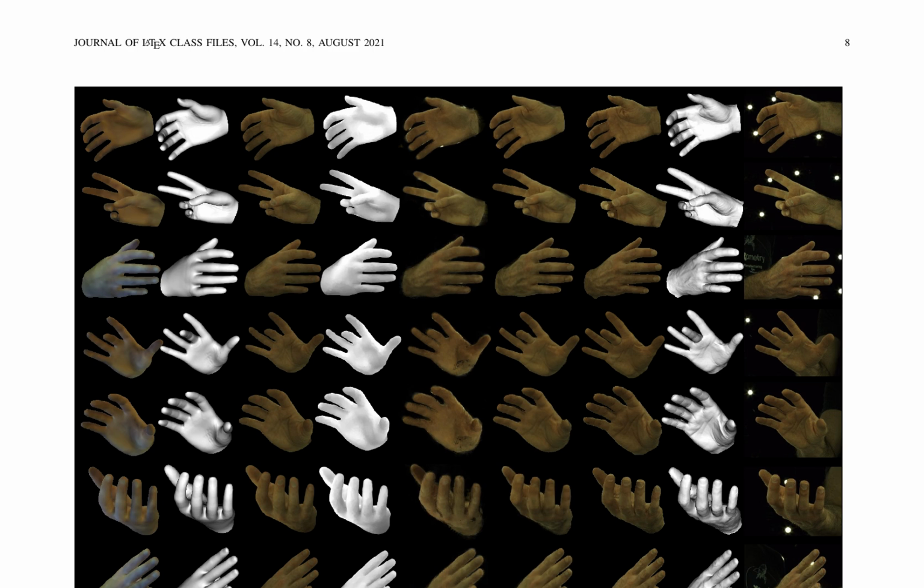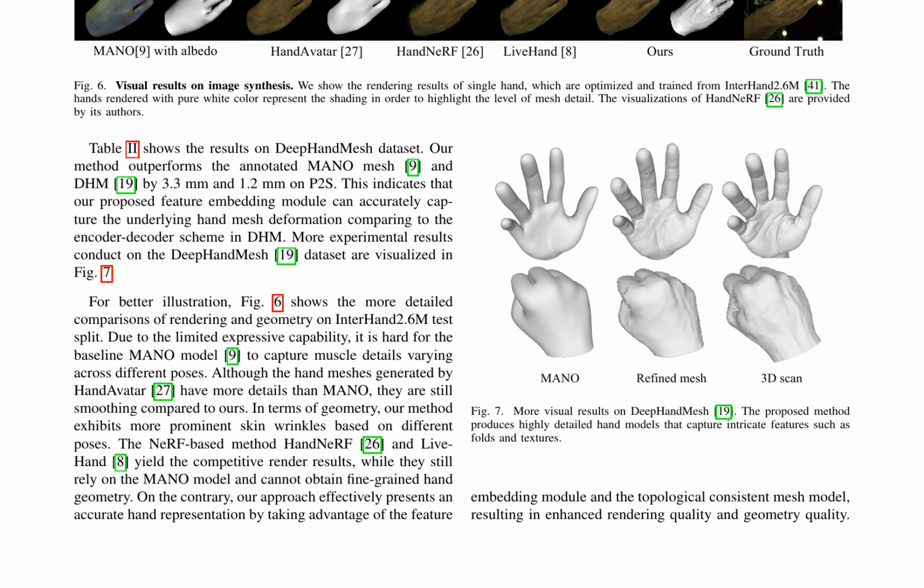hand models. The method effectively captures intricate features, such as folds and textures, resulting in enhanced rendering quality and geometry quality. The proposed method's superiority is attributed to the feature embedding module and the topological consistent mesh model. The feature embedding module allows for accurate capture of hand mesh deformation, while the topological consistent mesh model enables the preservation of fine-grained hand geometry.